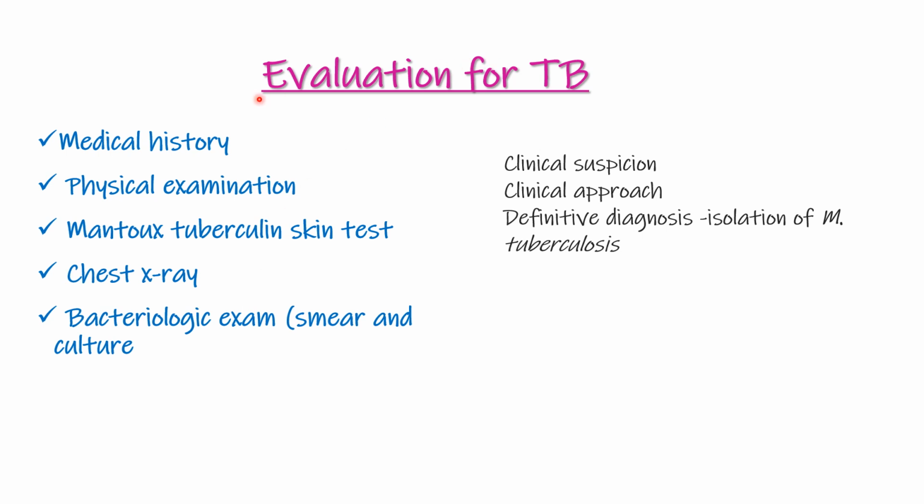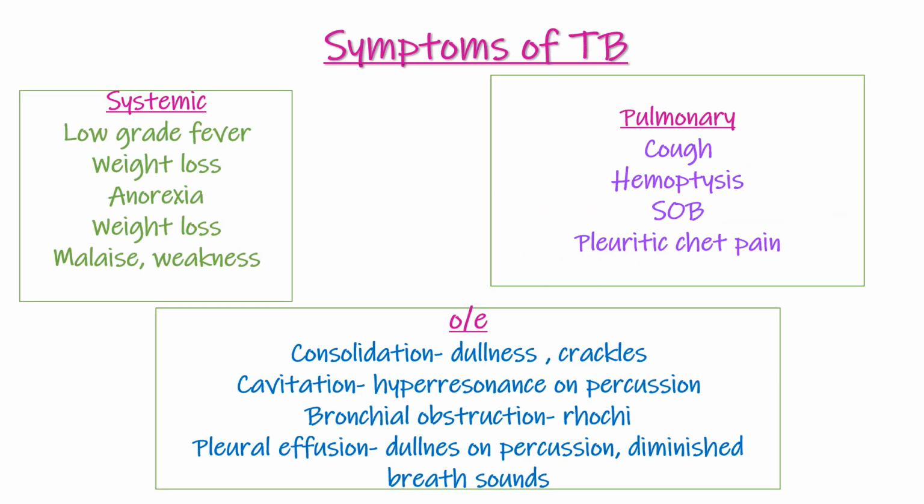So, evaluation of a patient with TB. You have met a patient and you're suspecting that this patient has TB. The first thing you have to do is take a very good history. Next is a physical examination, and then you do the sensitivity test, that is the tuberculin skin test or IGRA, in addition to a chest X-ray and bacteriological exam where you'll do smear and culture. This all involves clinical suspicion, approach, and definitive diagnosis.